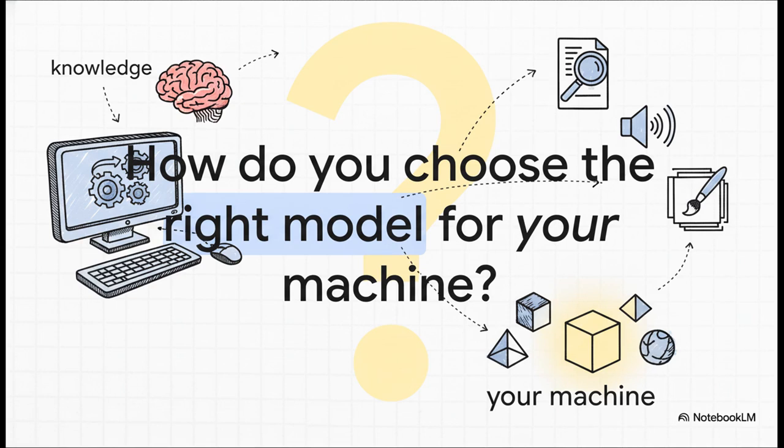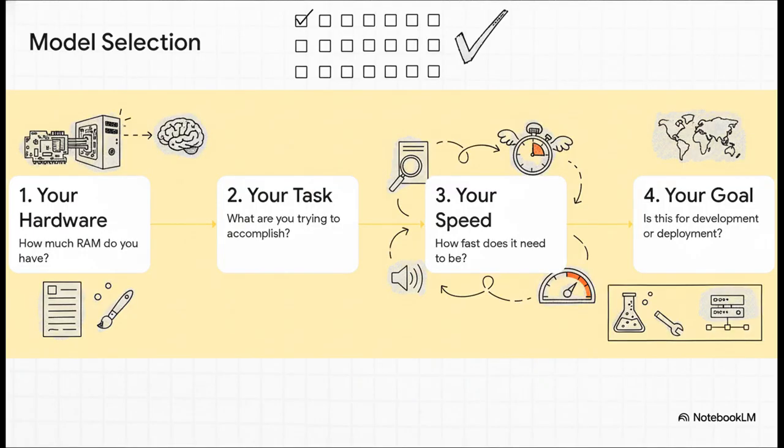Okay, so we've cracked the code. We can actually read these crazy file names now. But that brings us to the most important question, right? How do you actually use this new knowledge to pick the perfect model for your machine and what you want to do? Well, it really comes down to a simple checklist.